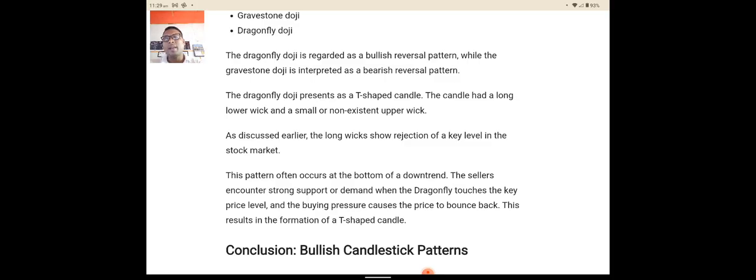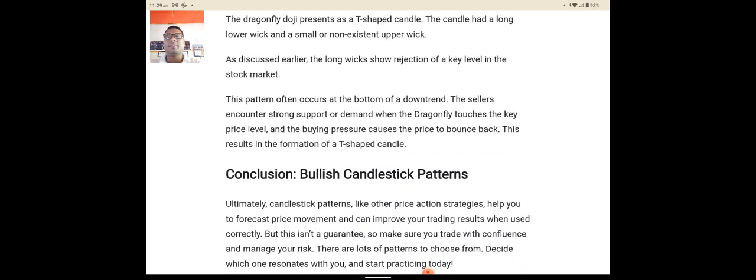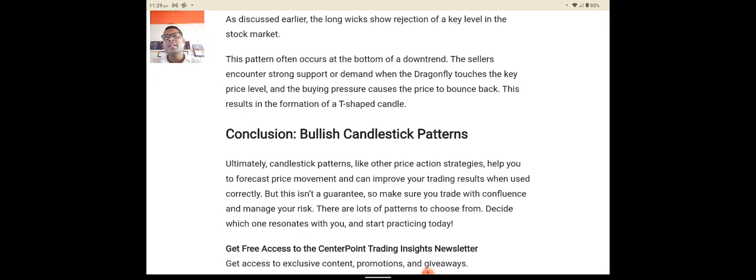So the dragonfly doji presents as a T-shaped candle. The candle has a long lower wick and small or non-existent upper wicks. As discussed earlier, the long wick shows rejection of a key level in the stock market. These patterns often occur at the bottom of downtrends. The sellers encounter strong support and demand when the price touches the key level, and the buying pressure causes the price to bounce back. This results in the formation of a T-shaped candle.